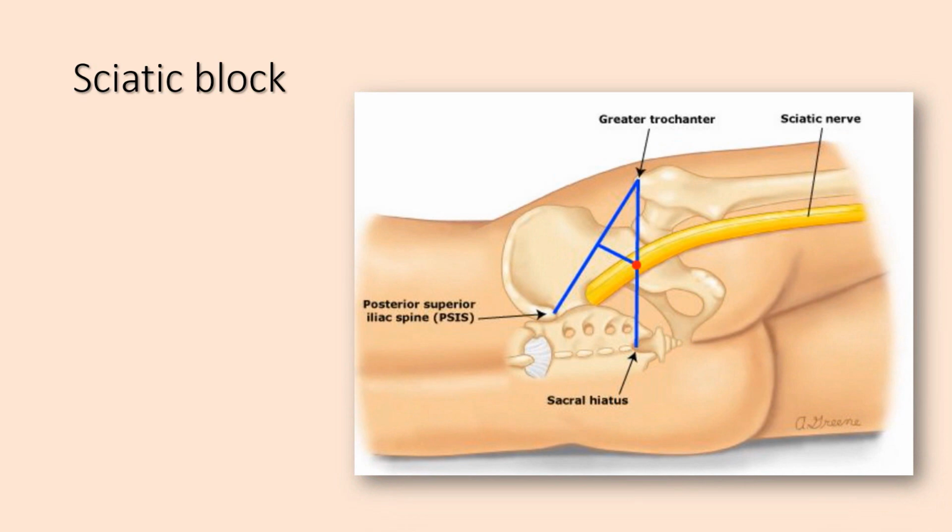Anesthetic agents can be injected around the sciatic nerve to block it for surgical interventions along the areas where it distributes. The midpoint of a line joining 2 points. They are upper border of greater trochanter and posterior superior iliac spine. Midpoint of the line joining these 2 points, just below that, if anesthetic agents are injected, it can block sciatic nerve. This is known as sciatic block.